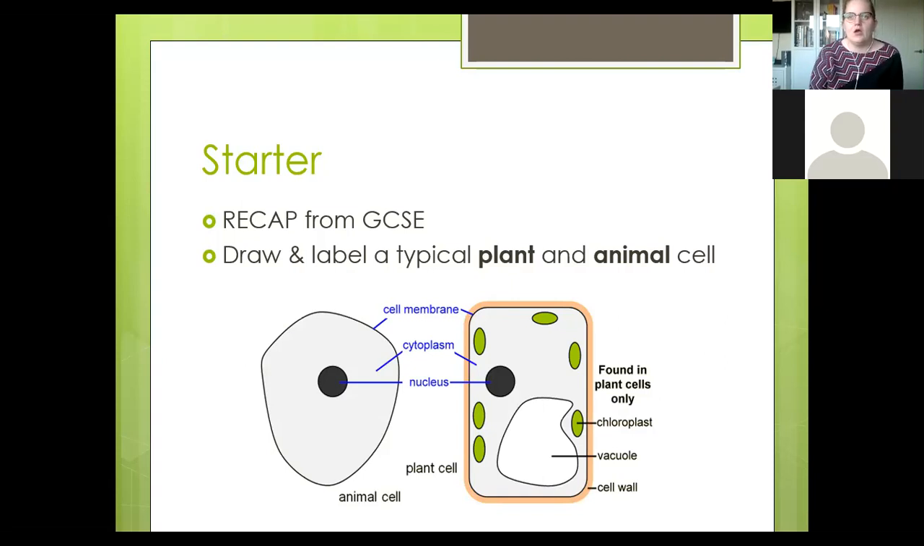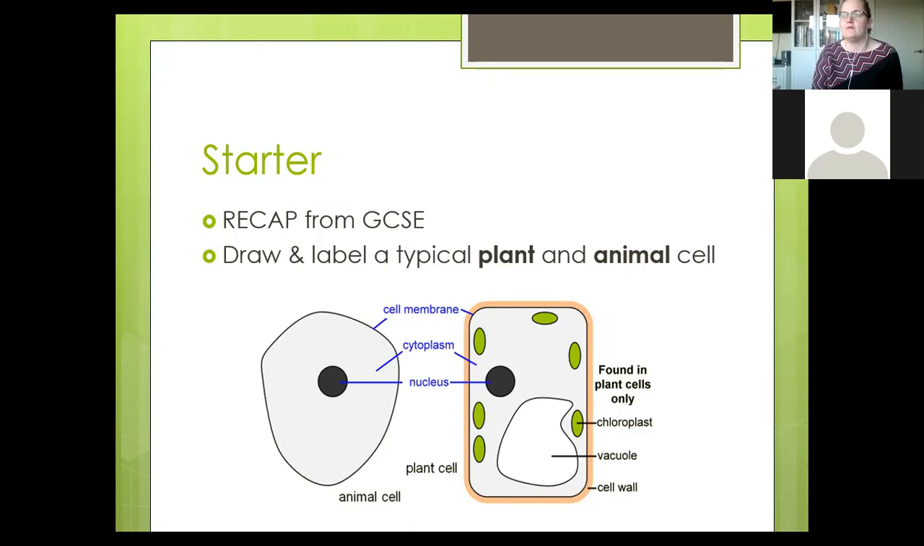We would have these typical basic structures: an animal cell that's got nucleus, cytoplasm, cell membrane. Sometimes we'd have on there ribosomes and mitochondria. And we would have a plant cell with the extras of the chloroplast, vacuole, and cell wall. And that's as complex as we'd go. But actually, eukaryotic cells are really, really complex.